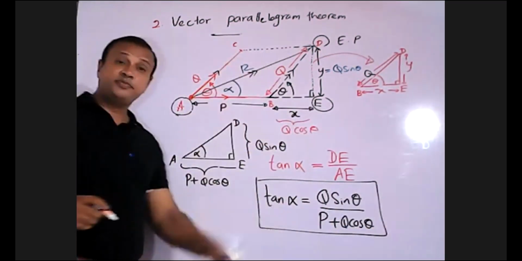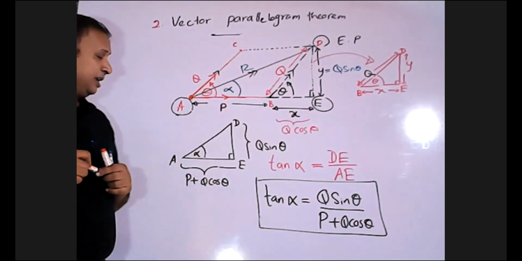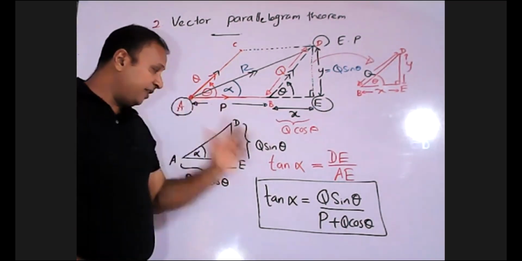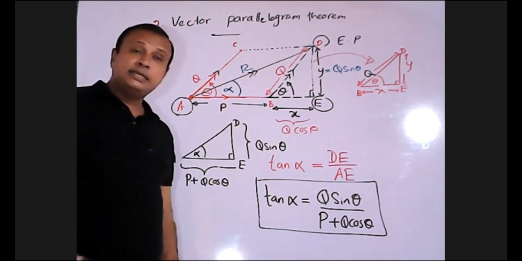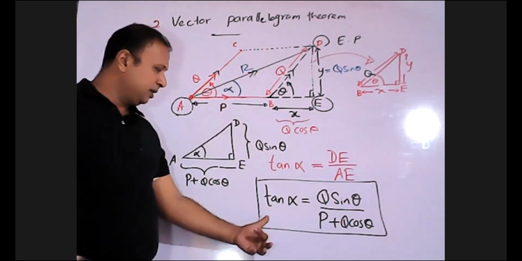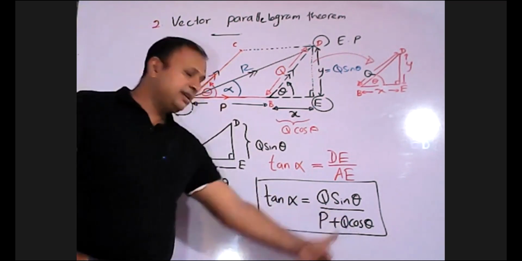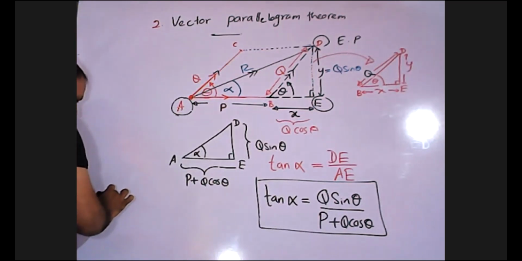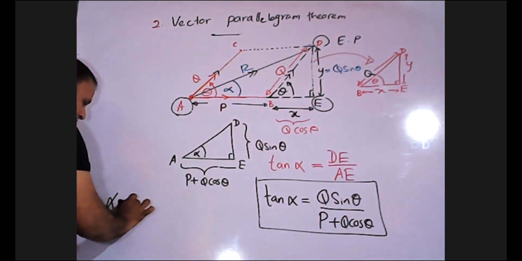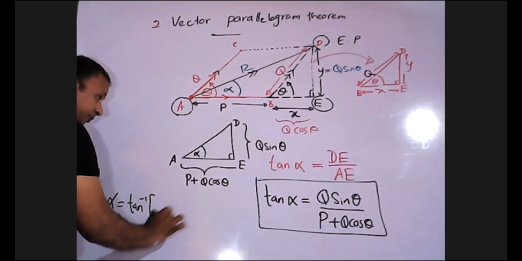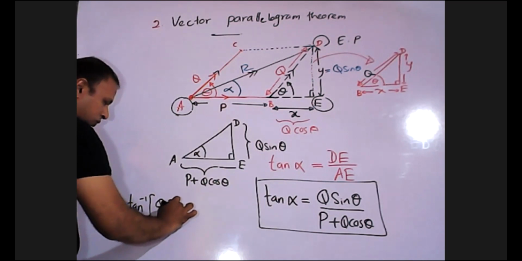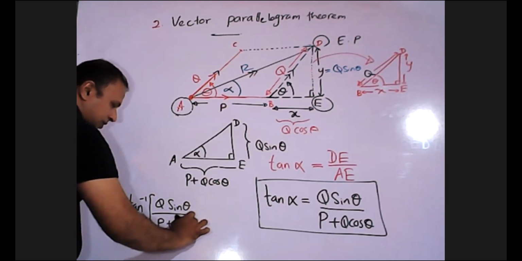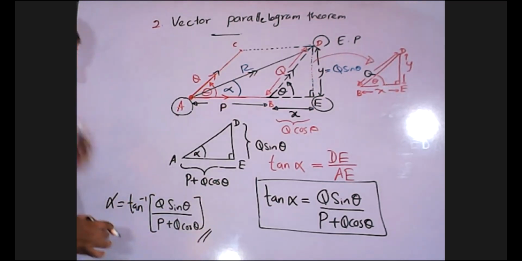So this is the direction of the resultant force. When you are finding the direction, you can find tan alpha, then you can make alpha the subject. Alpha is equal to tan inverse of this thing. If you want to find alpha, alpha is equal to tan inverse of Q sine theta over P plus Q cos theta.